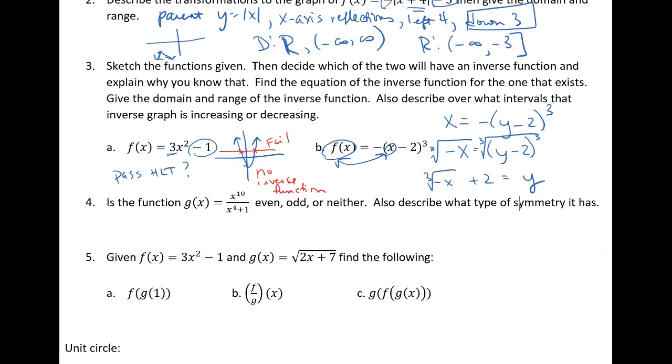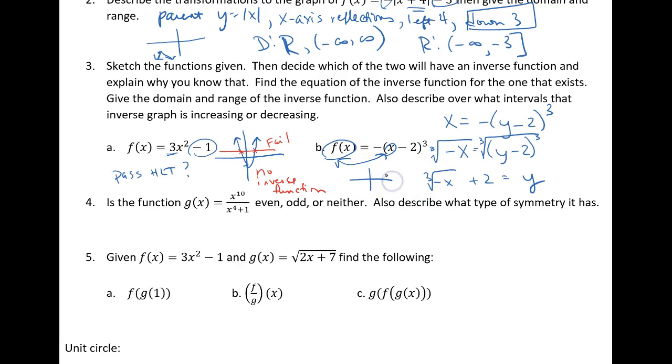Oh wait, and then what else did it say? Give the domain and range of the inverse function, and then describe increasing and decreasing. Okay, so the domain is going to be all real numbers for this. And actually, I think on this one, the range is also going to be all real numbers because it's a cubed root function.